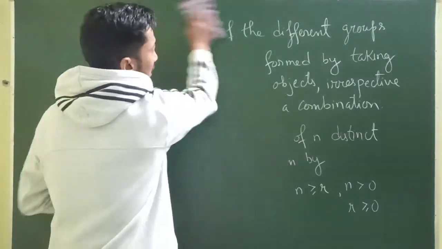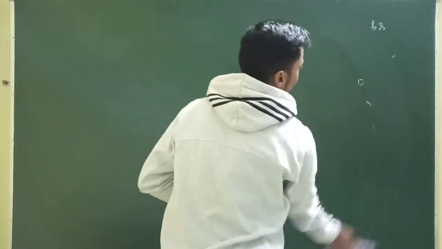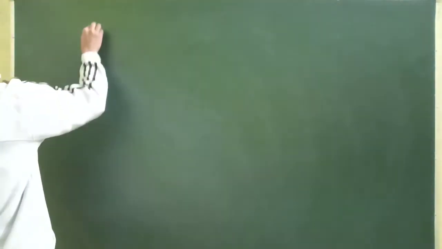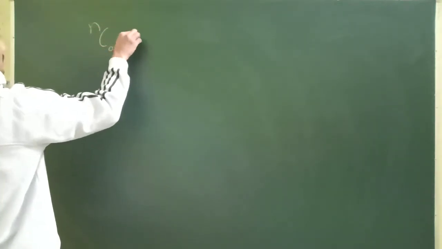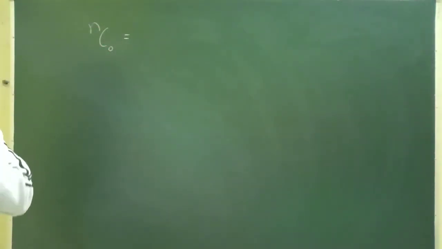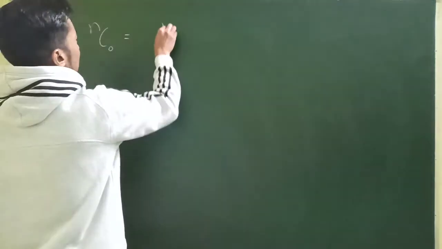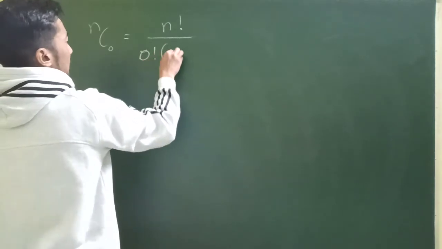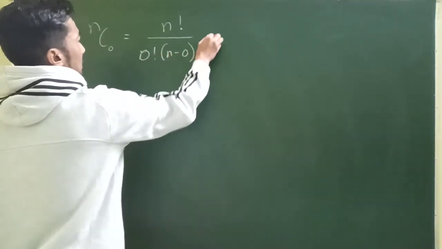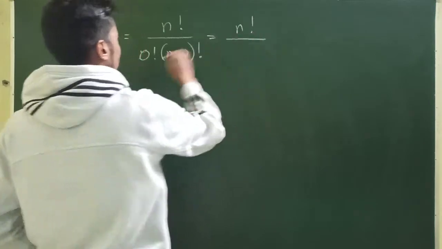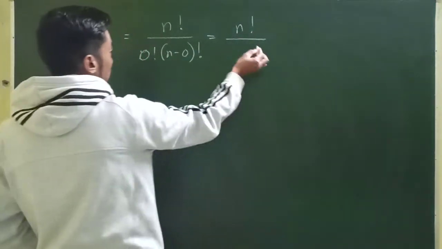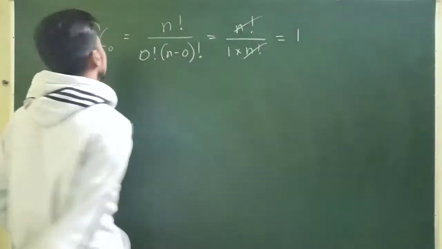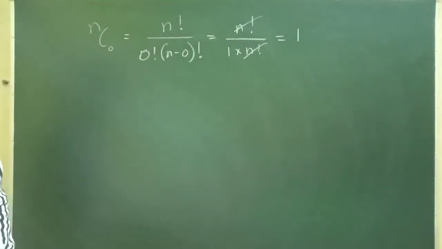Now, let's see some basic things about these combinations before we really start solving problems. Let's find out using the formula what nC0 is. Using the formula n factorial by r factorial into n minus r factorial, that will be n factorial over 0 factorial into n factorial. I've already told you 0 factorial is 1, so it is n factorial by n factorial. So remember, nC0 is 1.